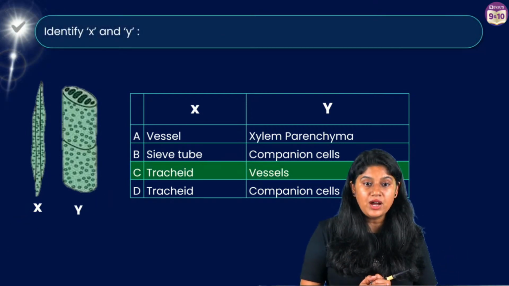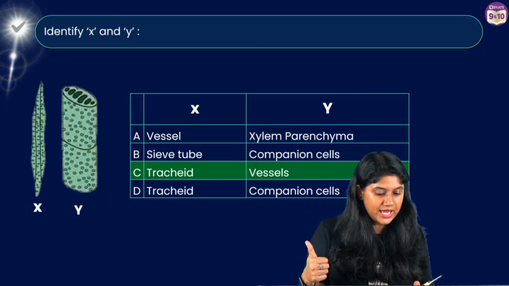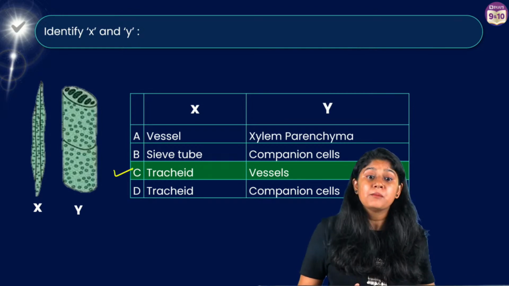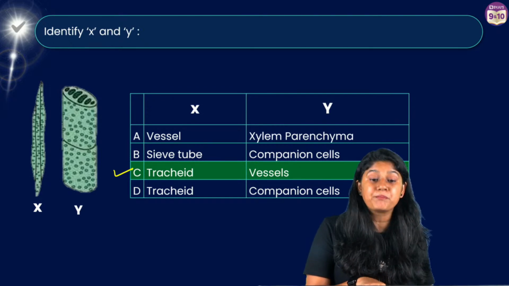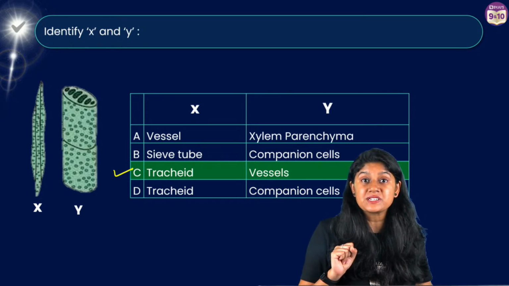Very good, everyone. Yes, we have C. Neha, D and C are not the same. See, over here we have tracheids and companion cells. Companion cells are present in the phloem.